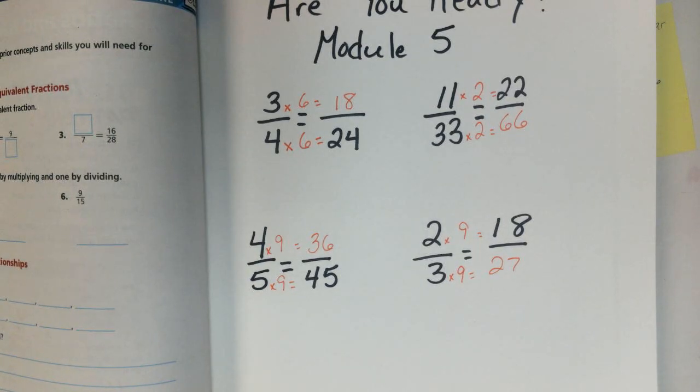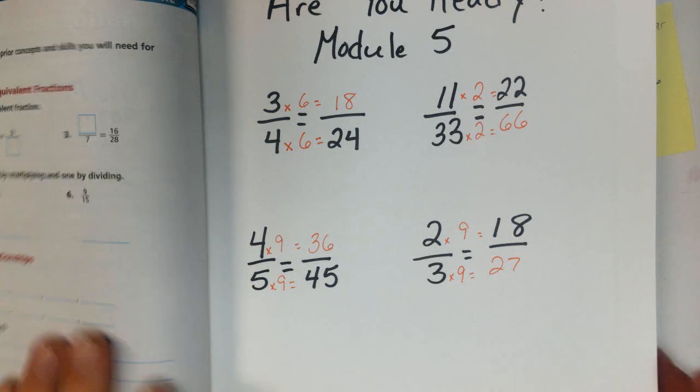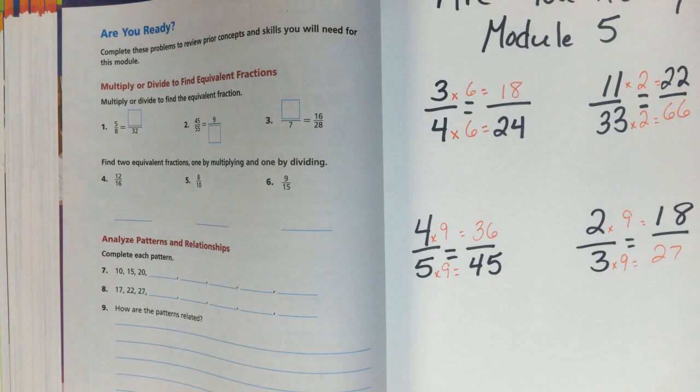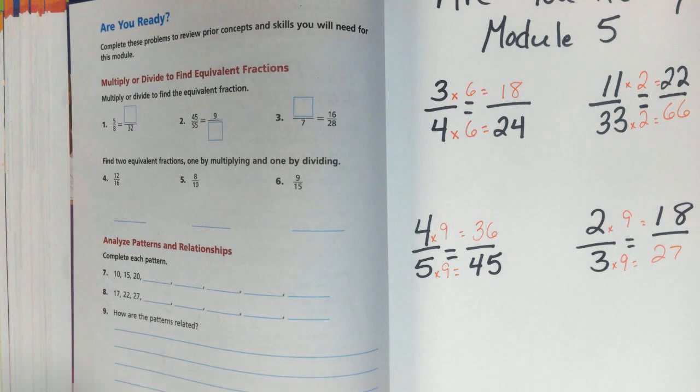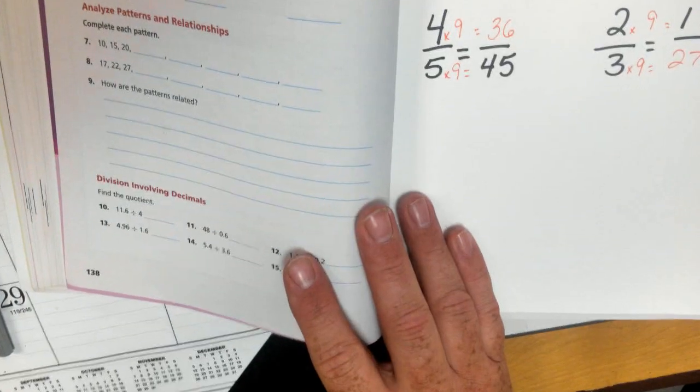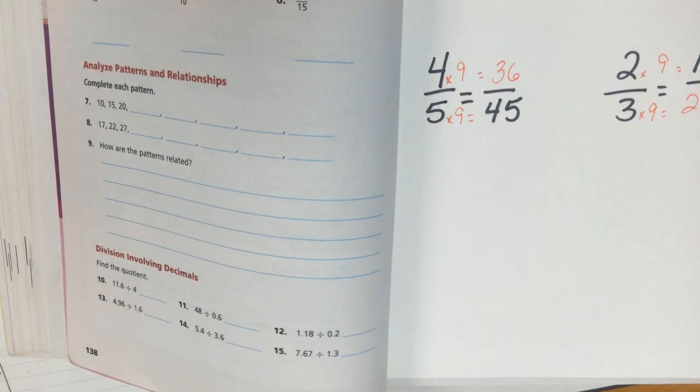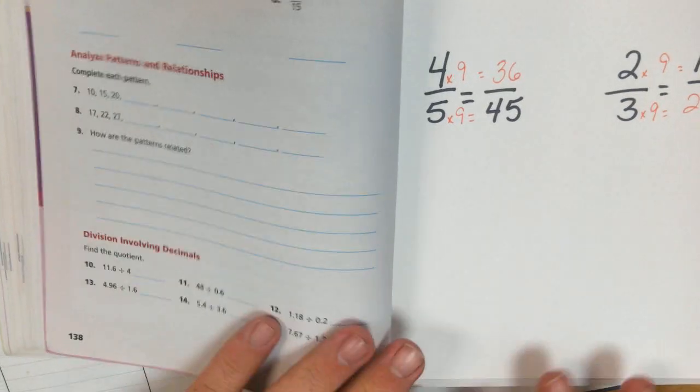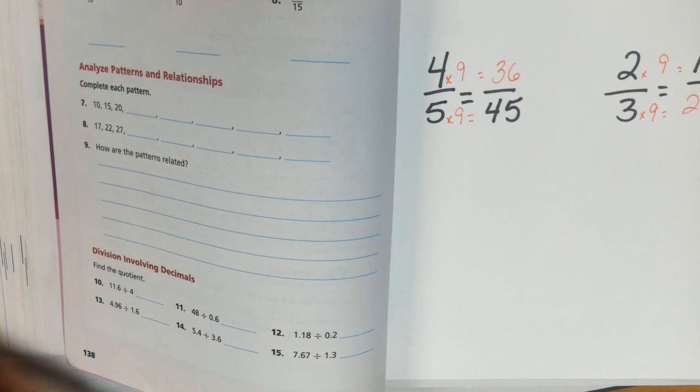Then there's a couple more questions regarding patterns. So figuring out what the rule to a pattern is and trying to figure out what comes next in that pattern are for questions number 7, 8, and 9. Okay, and then finally to wrap up, towards the bottom of the page, we have some different practice questions for dividing decimals, which we're just coming off of.